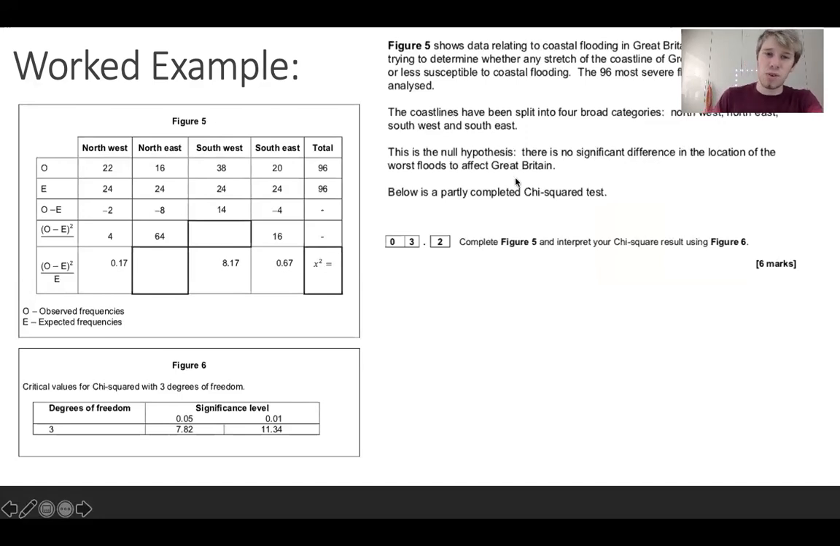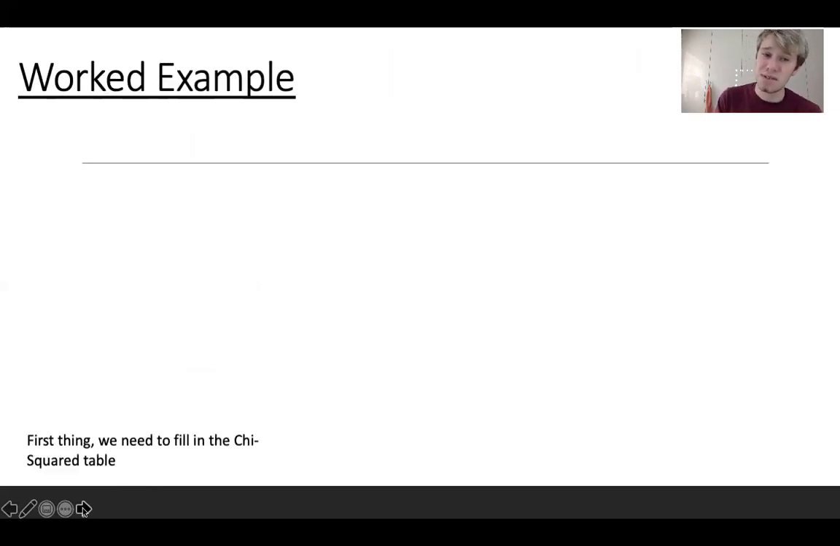Then below, or right here on the left-hand side of my screen, is a partially completed chi-squared test. And then below, we've got here 03.2, complete figure 5, and interpret your chi-square result using figure 6. That is worth 6 marks. That is a replacement for your data response. And like I said, you need to know every part of this process because you don't know which bit they're going to get you to fill out. But also, they've given you most of it. So if you can't remember and you're having a bit of a panic, you can kind of work it out. So let's give it a go.